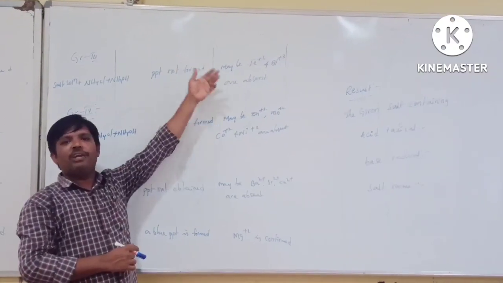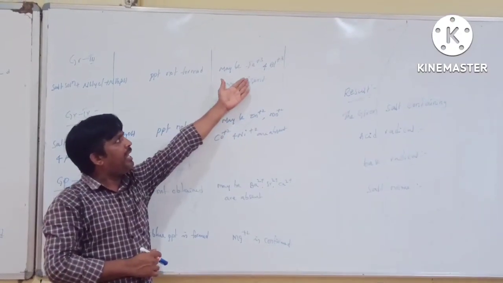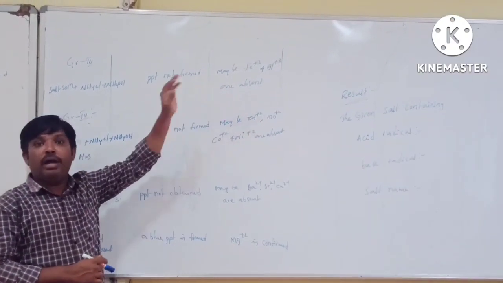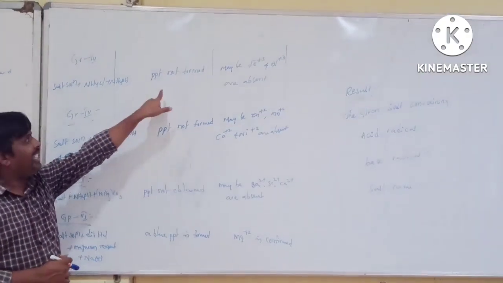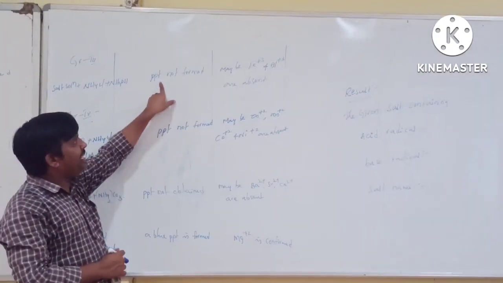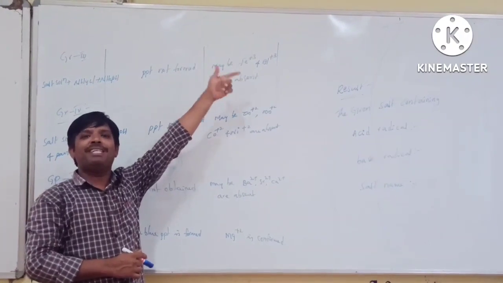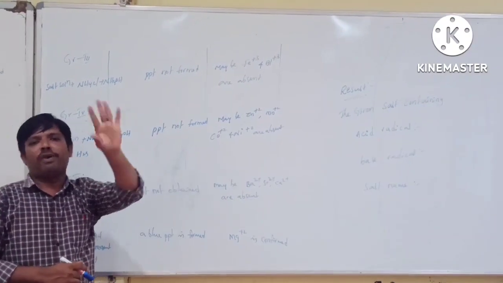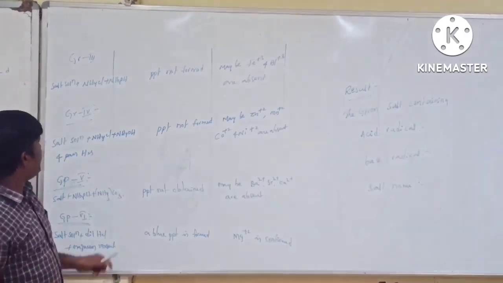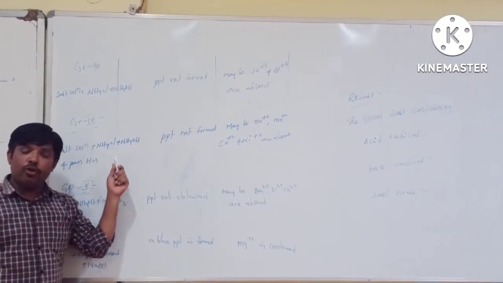PPT is not formed. Why? Because we do not have iron and aluminum. That's why PPT is not formed. You have to write like this: PPT is not formed, maybe Fe3+ and Al3+ are absent. Then we go for group 4.